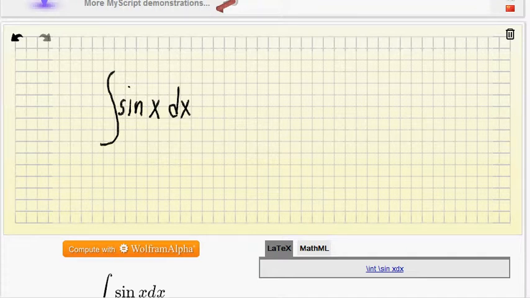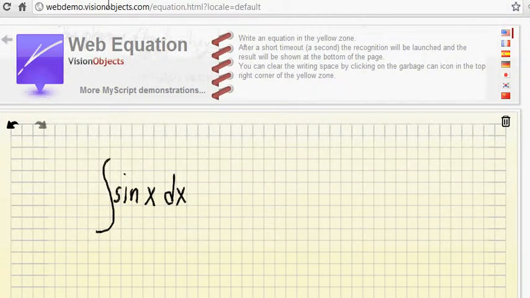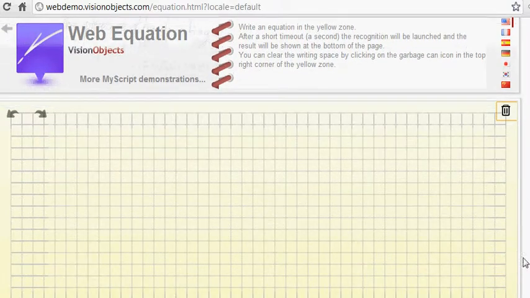All right, so I want to show you how to use this website. Now, the website's name is webdemovisionobject.com, and you have to write the rest over here. And what I want to do is show you how this website can do some really, really neat things.